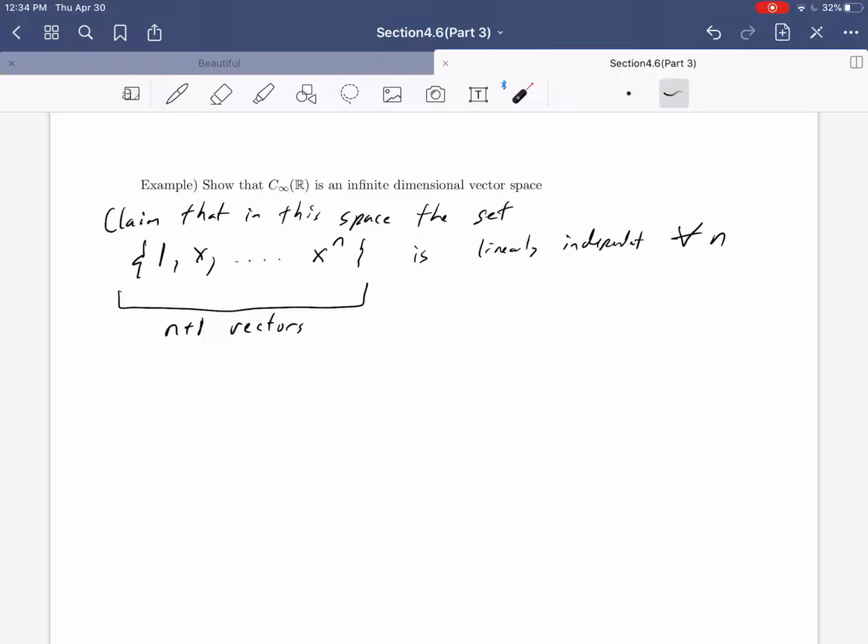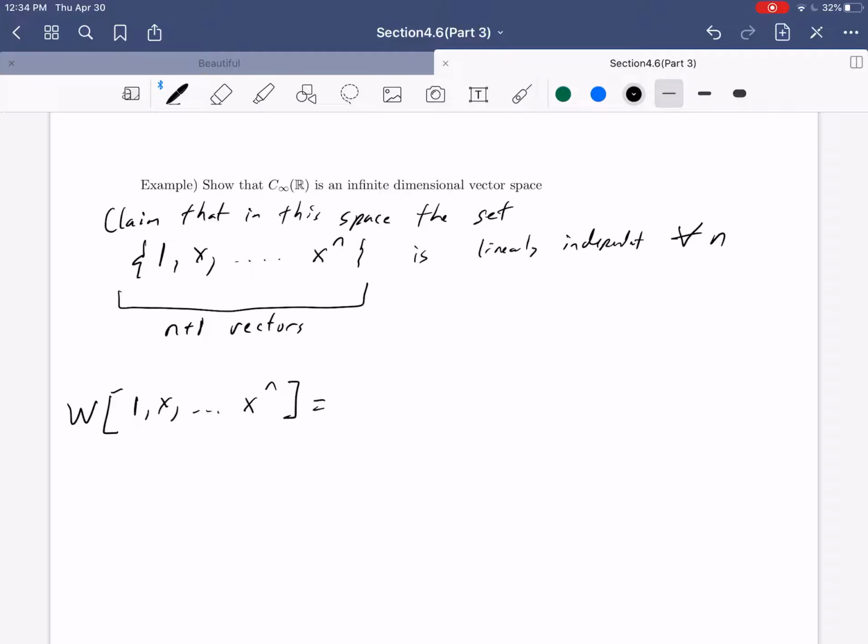Now, I could just say, well, we know these n plus 1 vectors are linearly independent, like from what we talked about with the polynomial space. But generally, when we work inside of any of the sort of functional spaces, rather than just the polynomial space, we like to use the Wronskian. So let's consider the Wronskian of 1, x, down to x to the n.